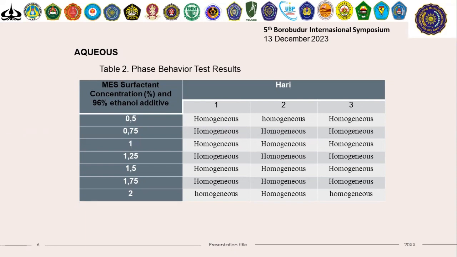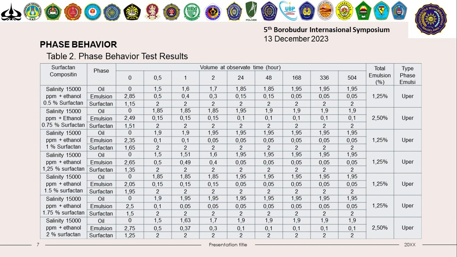Observation of the aqueous testing was performed over 3 days, and after the observation the results were obtained. From the aqueous test table, we can see that every variation of co-surfactant solution is clear and no dirt is precipitated. This shows that every variation of surfactant concentration is homogeneous and stable. Table 2, a phase behavior test result.